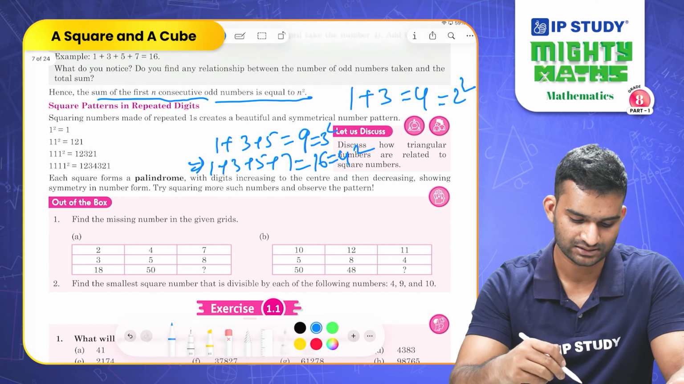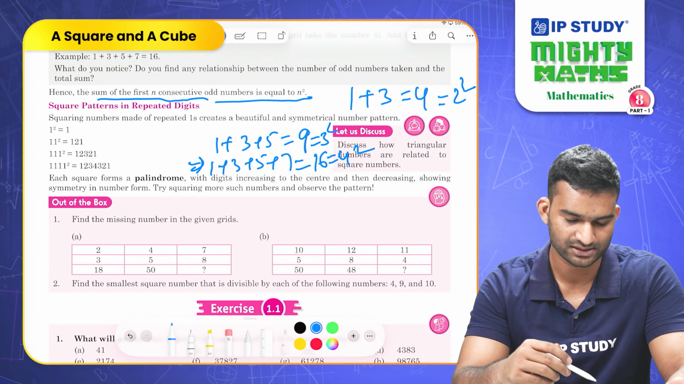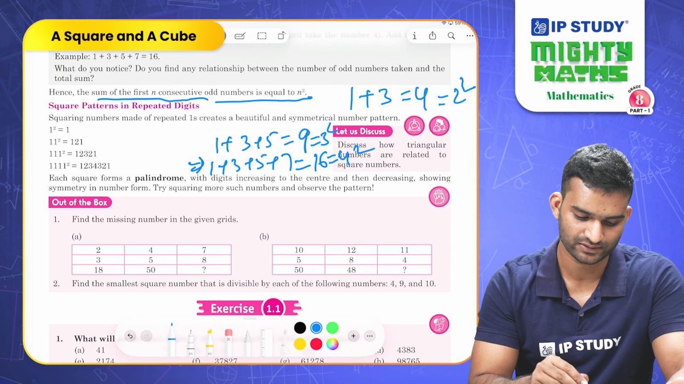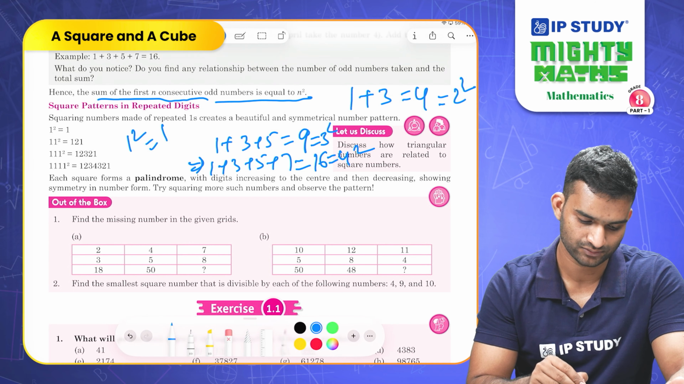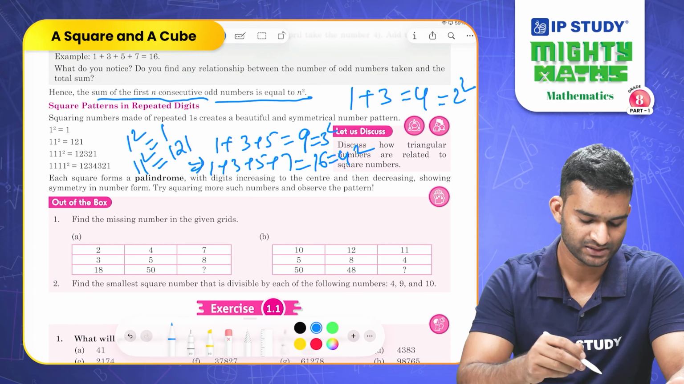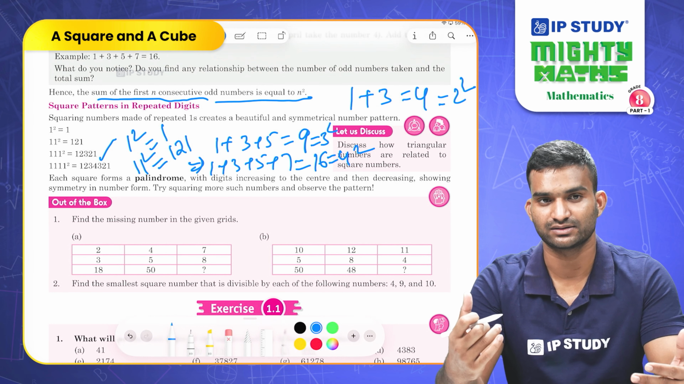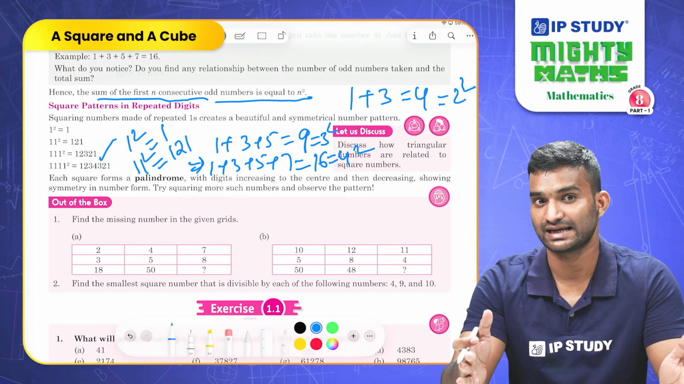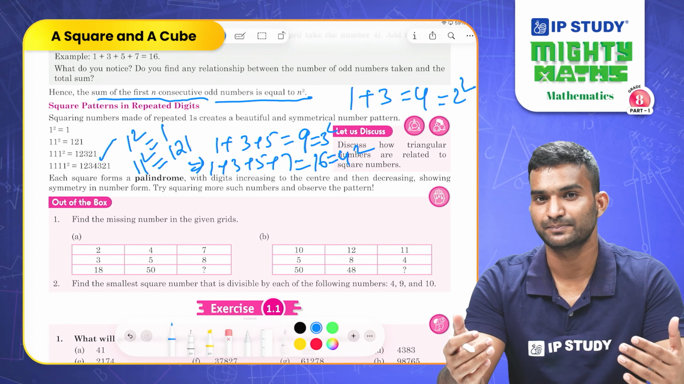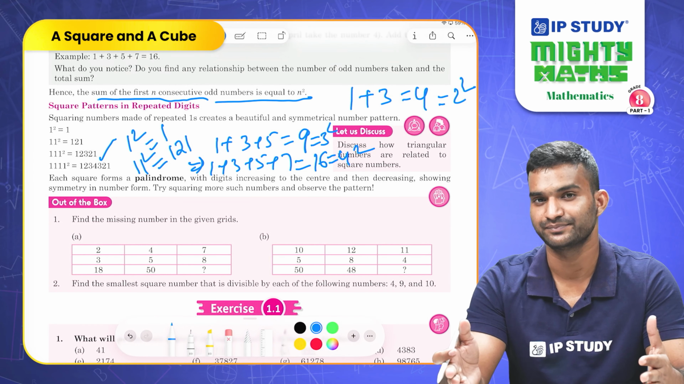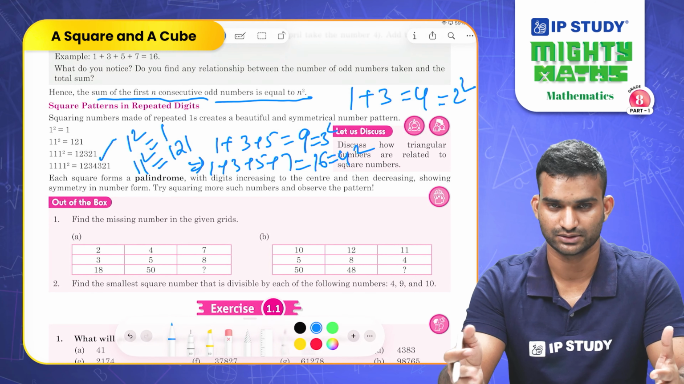Now looking at the special pattern of squares of numbers that end with 1. Whenever we take 1 squared, that is 1. Whenever we take 11 squared, that will be 121. Similarly, when we take the square of 111, we get 12321. So there is a special pattern. Whenever we take a number that ends with 1, we get palindrome numbers. A palindrome number is a number that reads the same forward or backward.